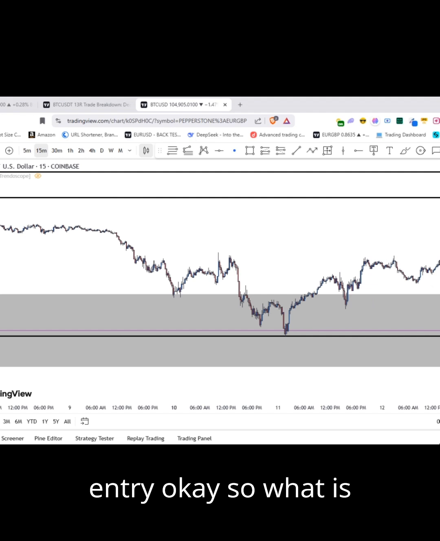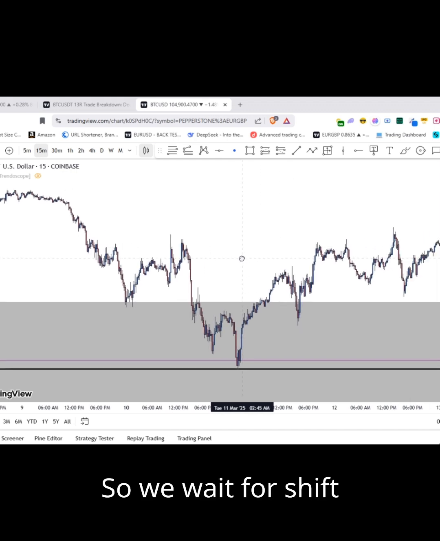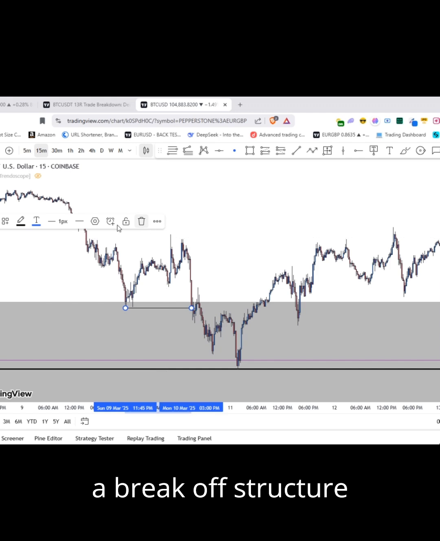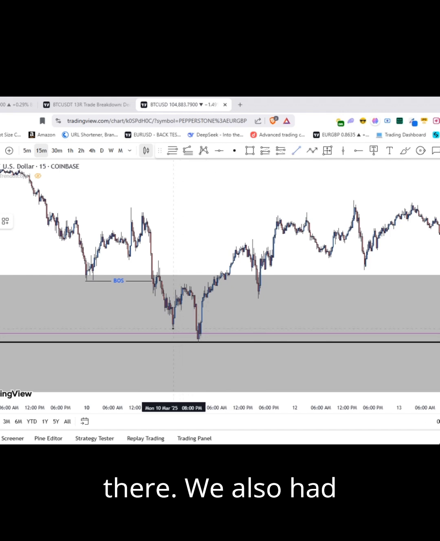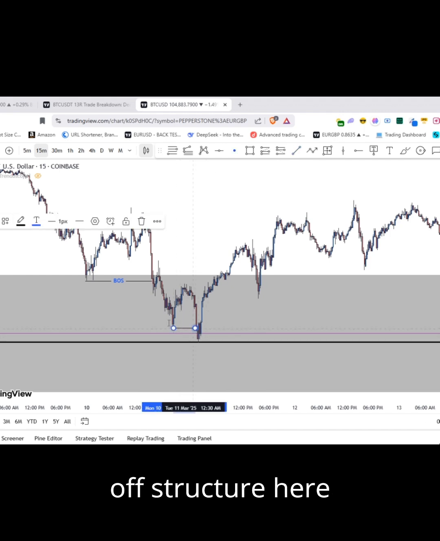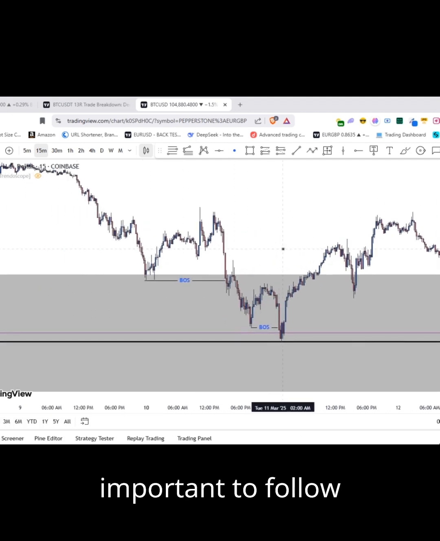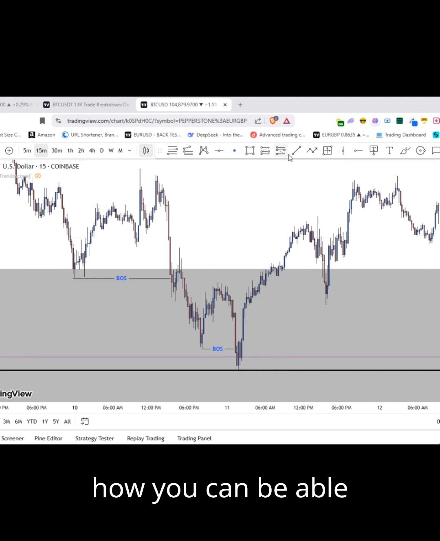So what is that supply to demand flip entry confirmation we're talking about? We wait for a shift in market order flow. Remember that we had a break of structure here. Remember that we had a break of structure there. We also had another break of structure here again. Follow me on this. Very important to follow me on this right now. This is where those sniper entries come from, this is how you can catch them.